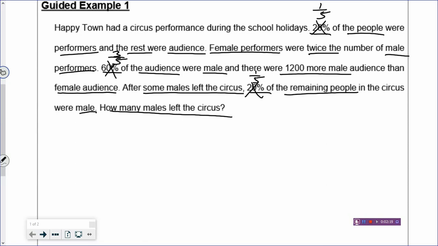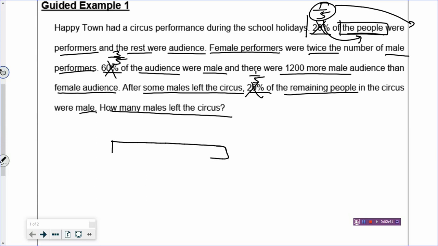So Happy Town had a circus performance. If you think that you don't know how to draw the first sentence, then you skip and go to the next sentence. 1/5 of the people. So what does this fraction refer to? It refers to the people, right? And what happened? You break up the fraction. The people has 5 boxes and 1 box were performers. Okay, so let's draw the model. So you draw a rectangle, cut into 5 boxes, and 1 box were performers, and the rest must be audience. Okay, so you drew the sentence already.